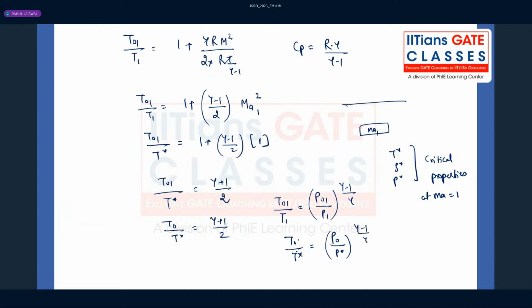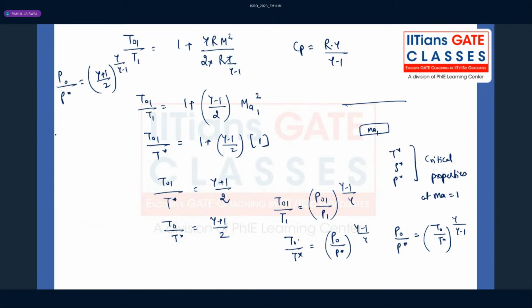Can we write like this? Yes, very well we can write. We have to calculate P naught divided by P star, that we can write as T naught divided by T star to the power gamma divided by gamma minus 1. So P naught divided by P star is gamma plus 1 divided by 2 to the power gamma by gamma minus 1.